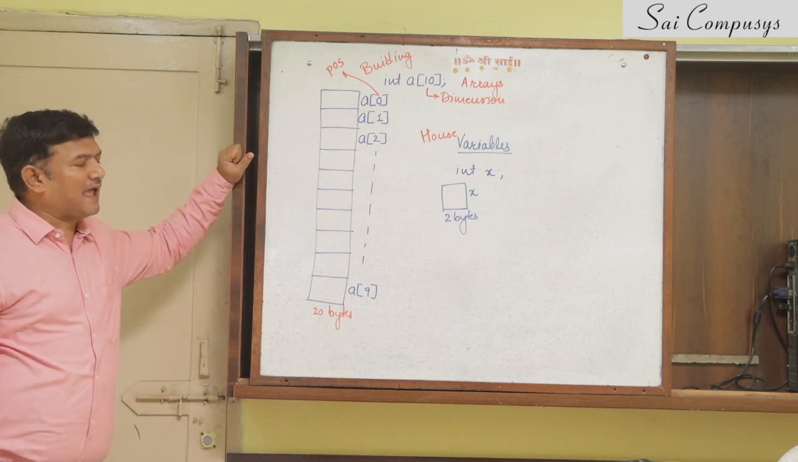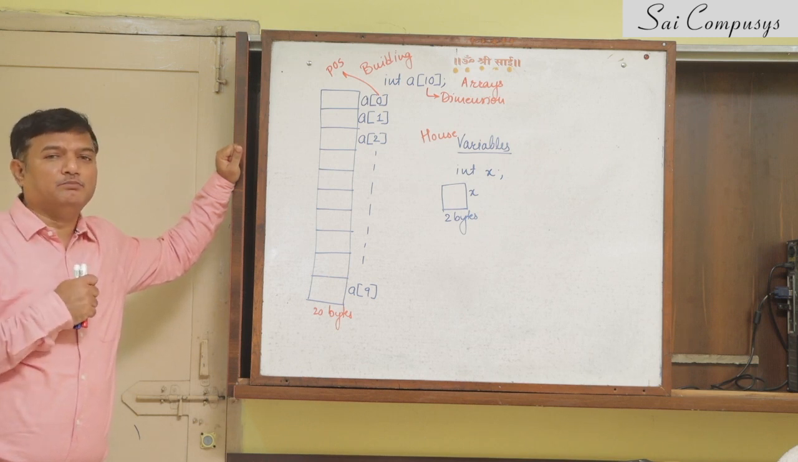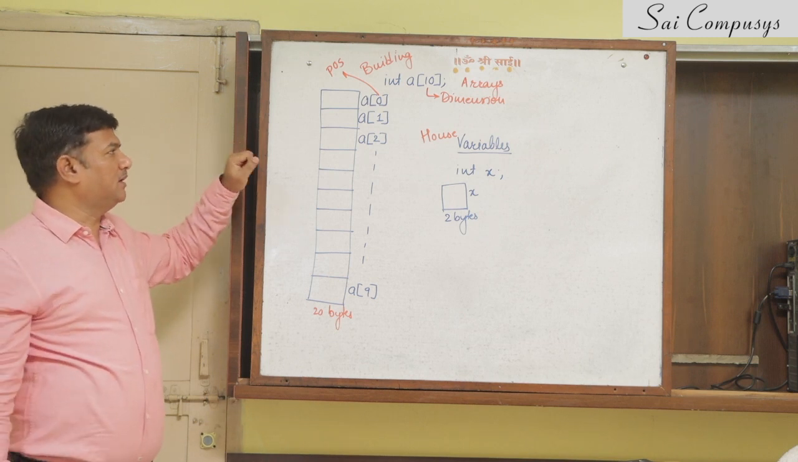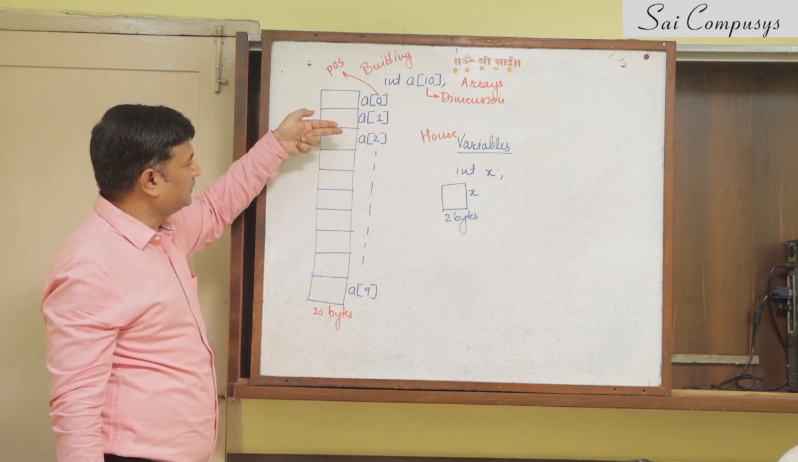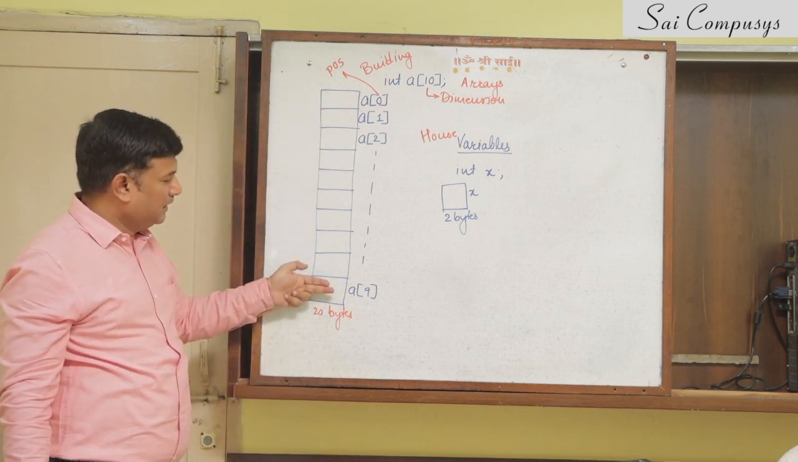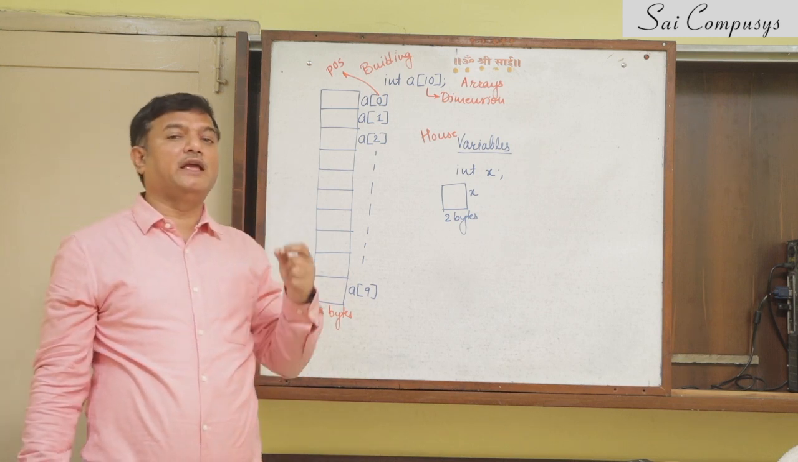Now I wish to scan it. I wish to scan 10 numbers. By scanning the 10 numbers, the first number should be on A0, the second number should be on A1, the third number should be on A2 and so on. The last number I want to scan on A of 9.